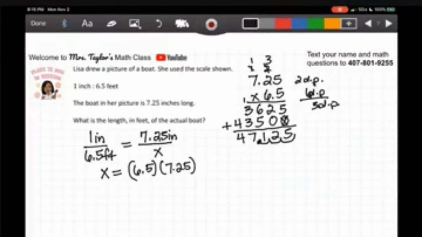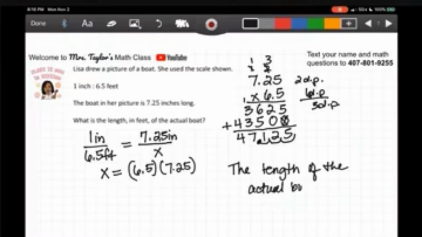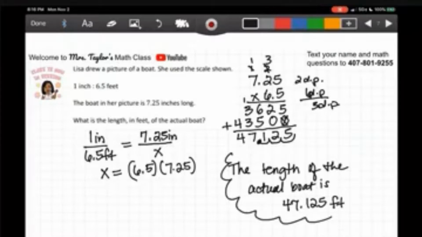So the length of the actual boat is 47.125 feet. And that is the answer.